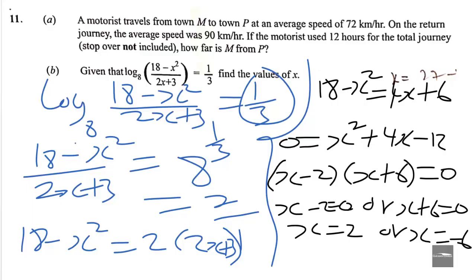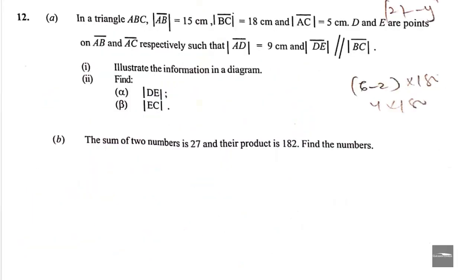So question number 12 is here. In a triangle ABC, line segment AB has magnitude 15 centimeters, line segment BC has magnitude 18 centimeters, and line segment AC has magnitude 5 centimeters. D and E are points on AB and AC respectively, such that line segment AD has magnitude 9 centimeters and DE is parallel to line segment BC. Illustrate the information in a diagram.